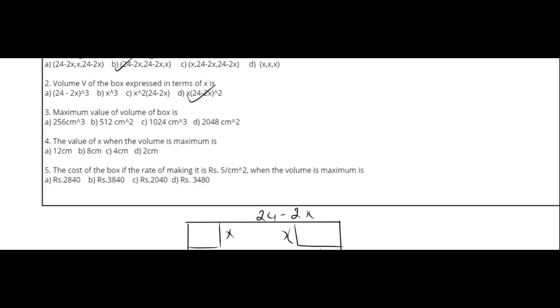The third subdivision asked is: maximum value of volume of box is A, 256 centimeter cube; B, 512 centimeters square; C, 1024 centimeter cube; D, 2048 centimeters. I'm sorry, it is cubed, children. All of them are cubed: 256 centimeters cubed, 512 centimeters cubed, 1024 centimeters cubed, 2048 centimeters cubed. Now let us quickly solve this.